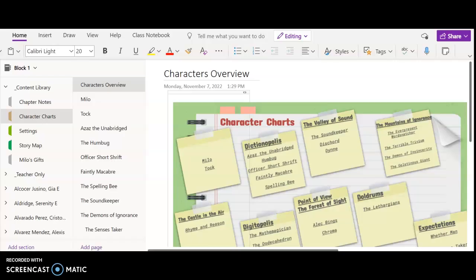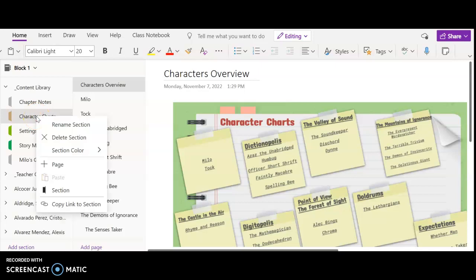We are going to open up our class notebook. This class notebook is where we're going to take a lot of our notes throughout the module. As we're reading the text, you're going to add to your chart and I will be able to see it. On the left-hand side is a content library. This is where I place all of the pages that I want you to work on. I have a template. So I want you to go to the content library and where it says character charts, I want you to make a copy.